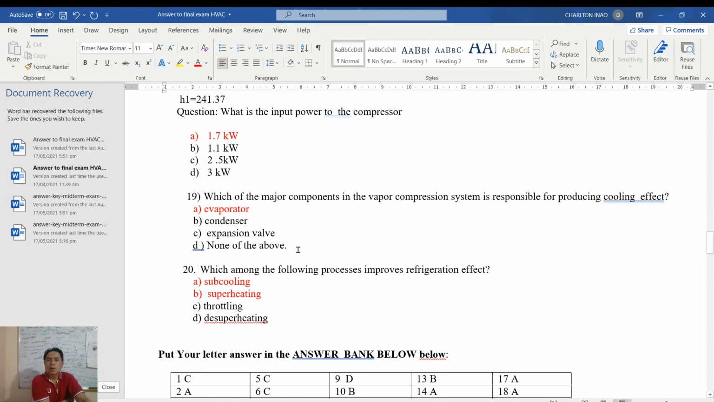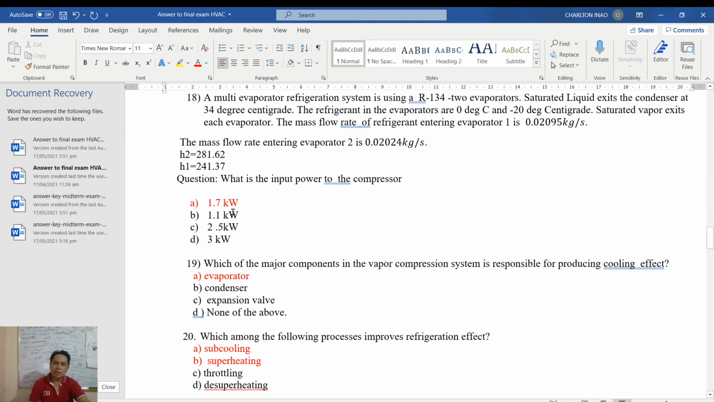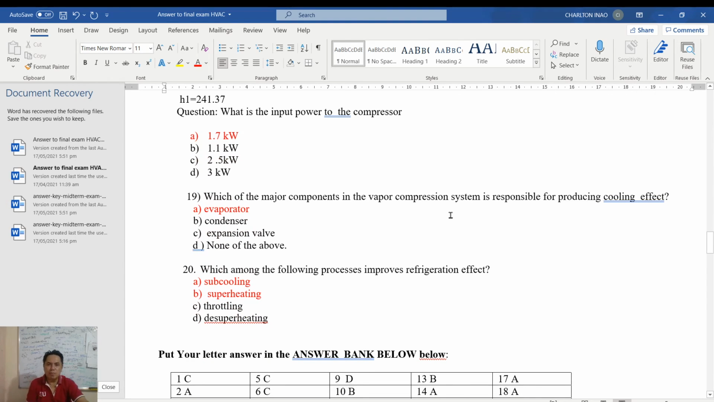And then here, what's the input power to the compressor? We already have this 1.7 kilowatts. We're able to compute that. Which of the following major components in the vapor compression cycle is responsible for producing cooling effect? Of course, the evaporator. Which among the following processes improves refrigeration effect? Of course, that is subcooling.